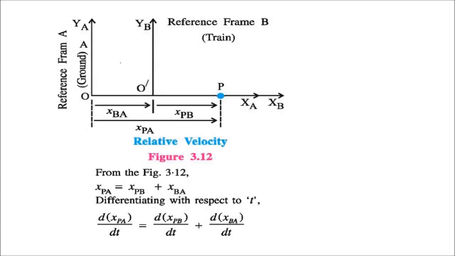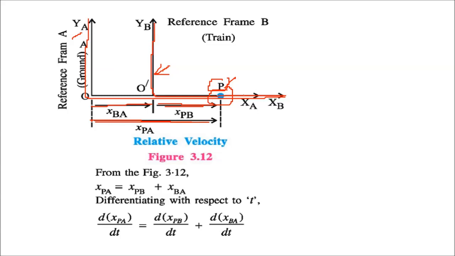What I am trying to suggest here is this is the first frame of reference, which is the ground. This is the second frame of reference, which is your train. Now this is the fly. So what is this? XPA. This is P with respect to the first frame of reference, XPA. And what is this? XPB. This is the position of P with respect to this frame of reference, which is B. So this is XPA, this is XPB. Let us take this as XBA. XBA is the positional difference of these two frames of reference.